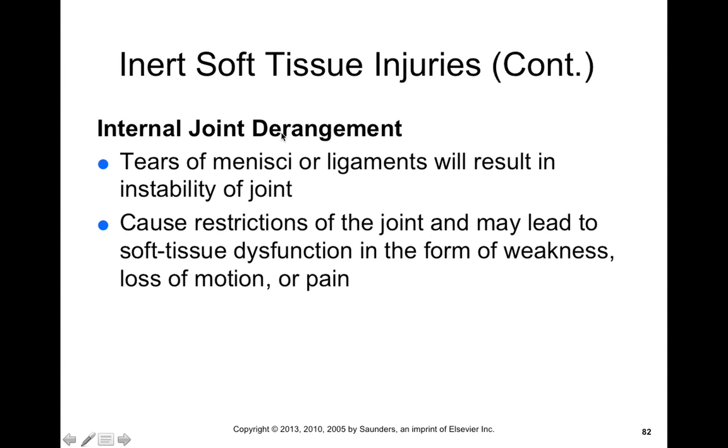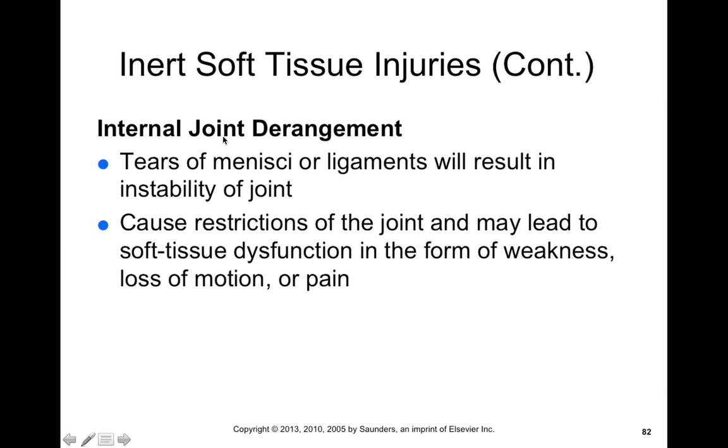Now, internal joint derangement refers to damage to tissues within the joint itself. So this is going to be tears to menisci or ligaments that result in joint instability. Now, this can cause restrictions of the joint that can lead to soft tissue dysfunction, which can lead to weakness and loss of motion or pain.